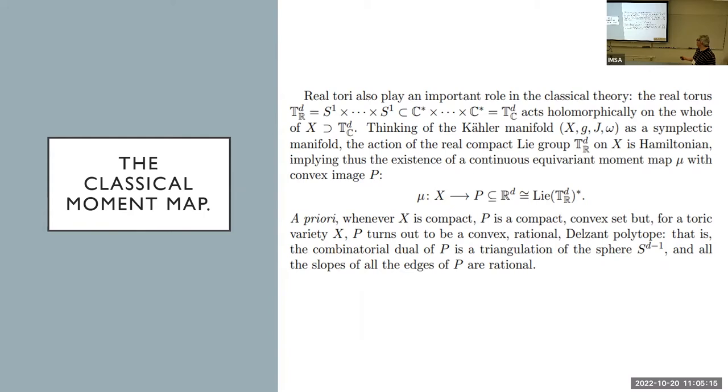It's a polytope, and as a combinatorial object it is the dual of a triangulation of a sphere, in the simplicial case. And all the slopes of all the edges of this polytope are rational inside R^n. And this is called a Delzant polytope. It has these two properties. There is a combinatorial property, the dual of a triangulation of the sphere, and a geometric property, the Diophantine property: all the slopes of all the edges are rational. So that's a Delzant polytope.